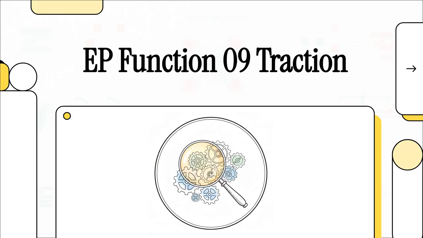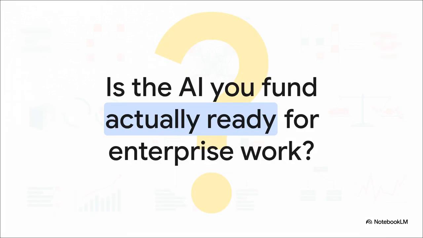So today, we're looking at a framework called the Energetic Paradigm, or EP, and we're going to do a structural teardown of one of its absolutely critical capabilities. We're looking at Function 9 of internal consistency checking, and we're going to see exactly why it's the ultimate linchpin for investment traction when it comes to operational AI. Right off the bat, it's literally the billion-dollar question, isn't it? Is the AI you are funding actually ready for high-consequence enterprise work?